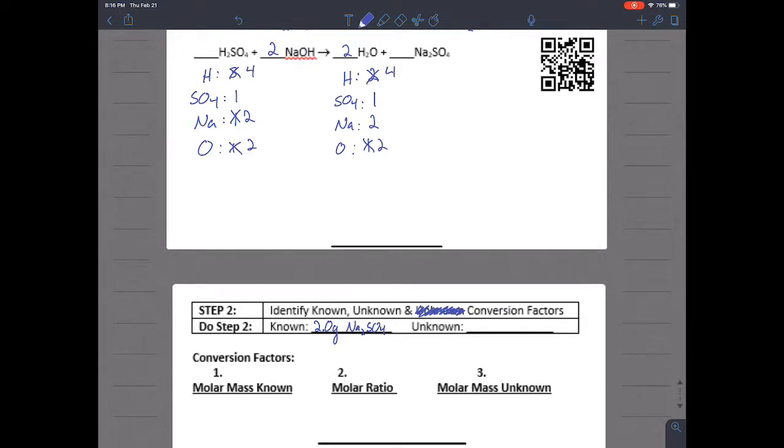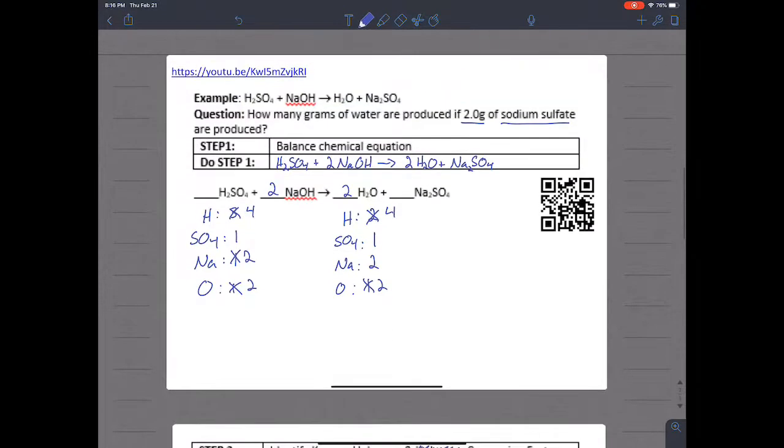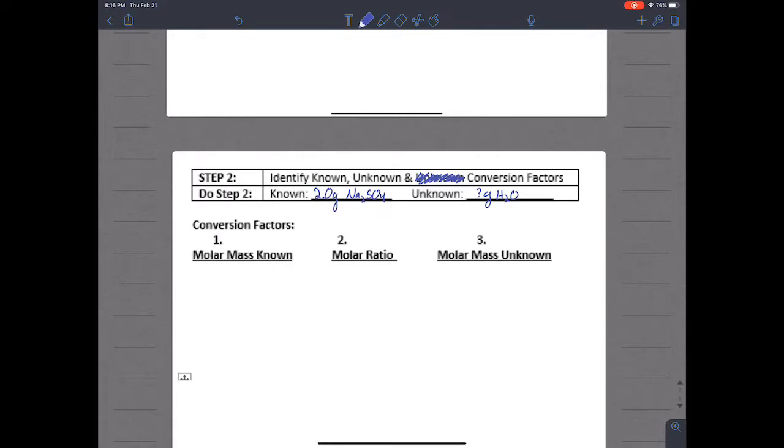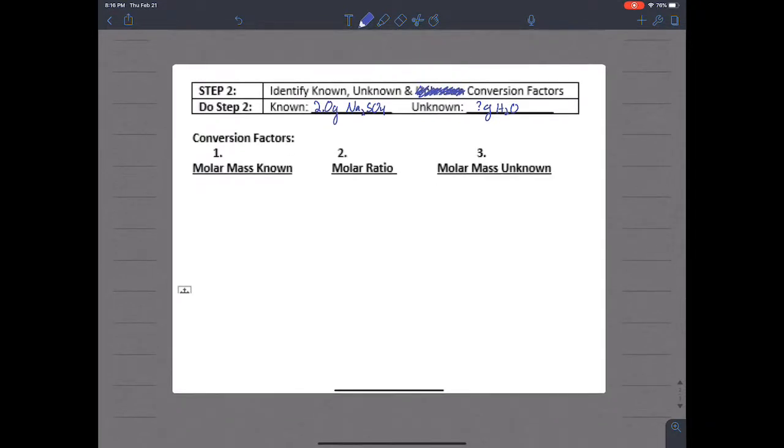Okay, that is our given. What's our unknown? What do we need? What are we trying to find? We're trying to find how many grams of water are produced. So how many grams of H2O are produced? Okay, so now we've got to find our conversion factors. The first thing that we need to figure out is the molar mass of our known, the molar mass of what we're given. So that's Na2SO4.